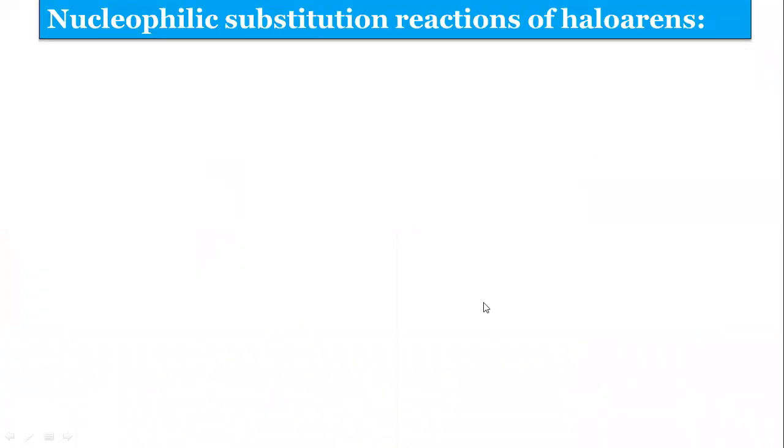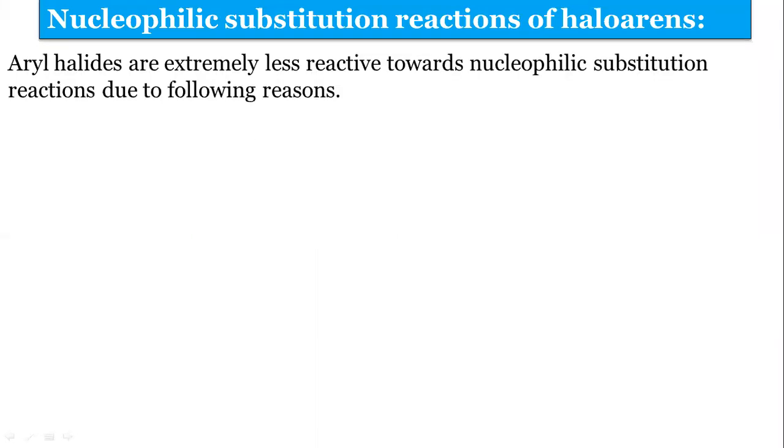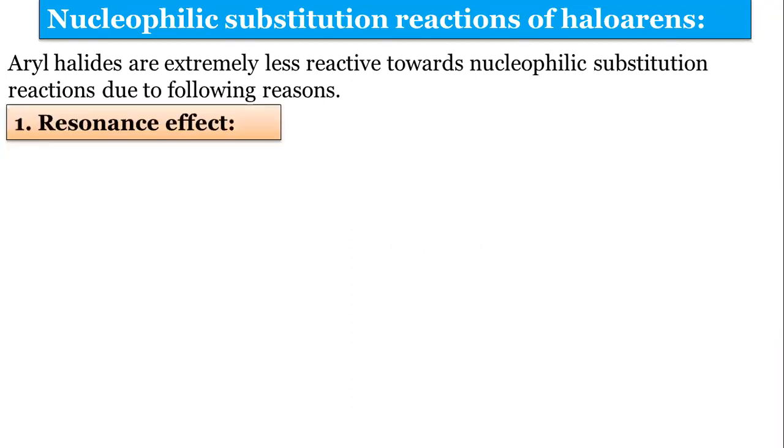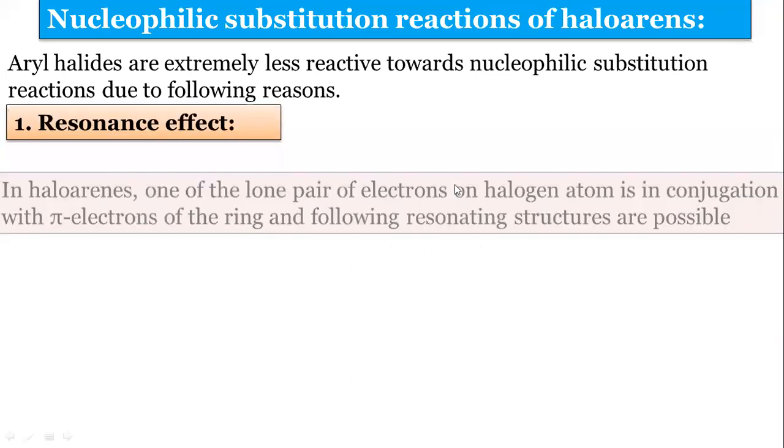Then nucleophilic substitution reactions of haloarenes. This is the last part of the chapter. Nucleophilic substitution reactions are slowest, very difficult to take place, because in case of alkyl halides, the bond between C and Cl is very weak. It can be easily broken.